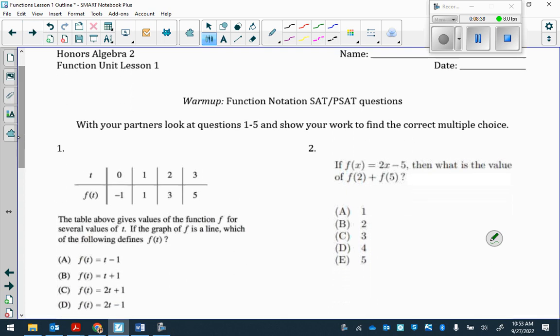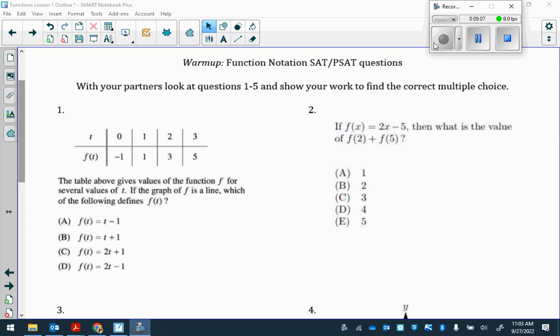this next page, okay, you guys don't have the notes yet, so I'll give those to you. When you get your notes, 1 through 5, I want you to work with your partner. This is SAT and PSAT questions taken right from the test, okay? It has to do a lot with function notation as well as linear functions, okay? I'm going to give you about 5 to 8 minutes, okay?